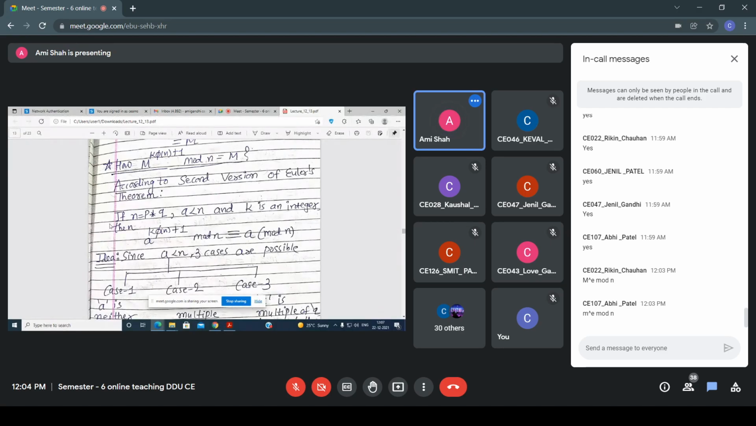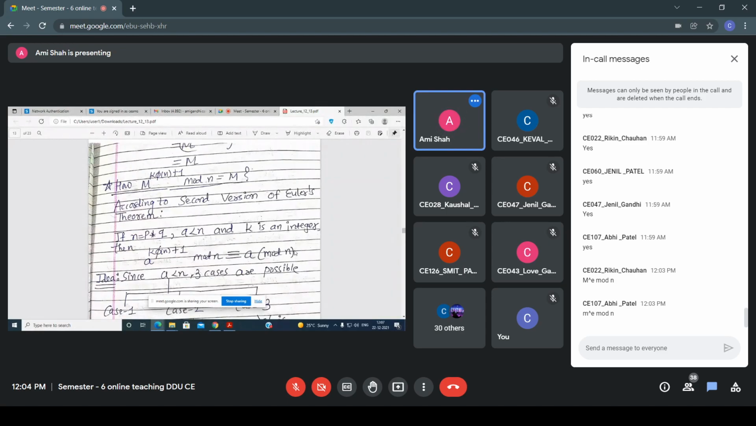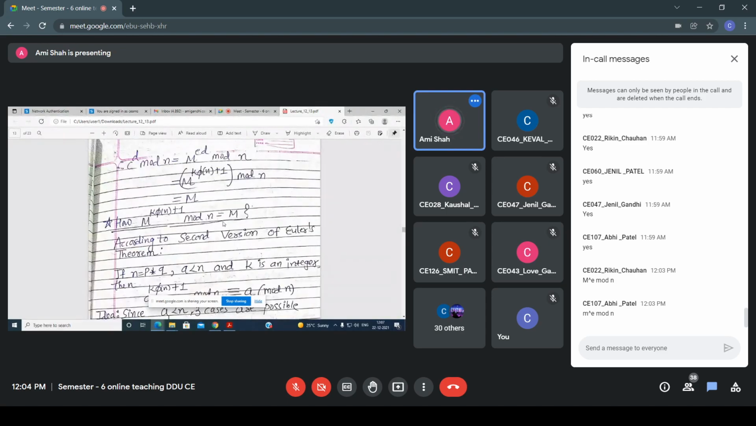Now listen, this is the Euler's theorem that I have already explained. In our case, a raised to k phi n plus 1, where n is p into q, a is less than n, and k is an integer. According to this theorem, instead of this you can write congruent to a mod n. So directly I am writing this. Okay, up to this, is it clear to all of you?